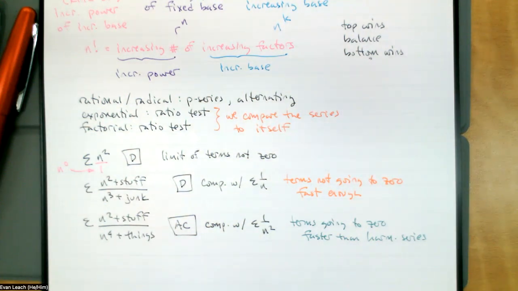Here the terms are not going to 0. I tried to balance it out by putting some stuff in the denominator. I tried to divide my way towards convergence. I use an n cubed. That's not enough. The terms are going to 0, but not faster than the harmonic series. So they're not going to 0 fast enough. The series diverges.